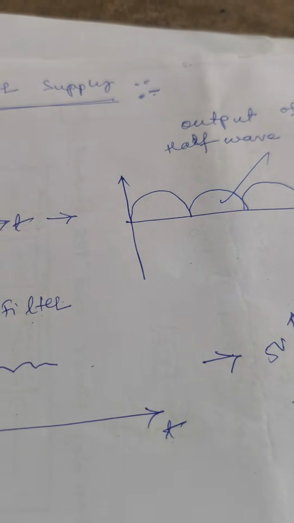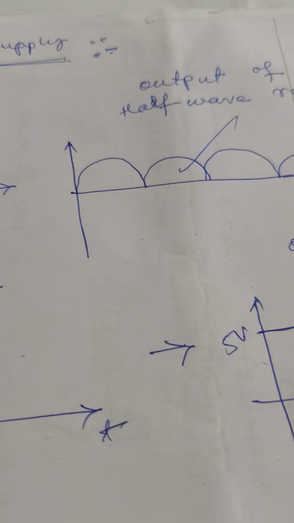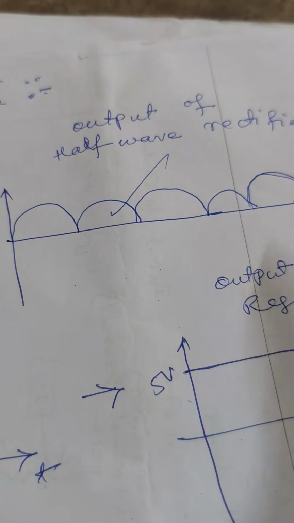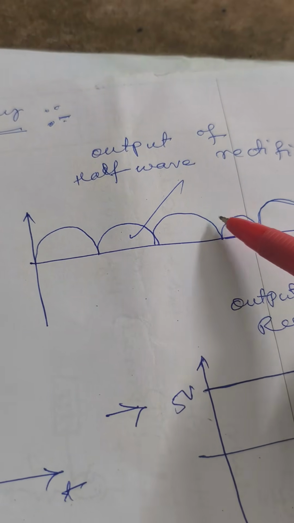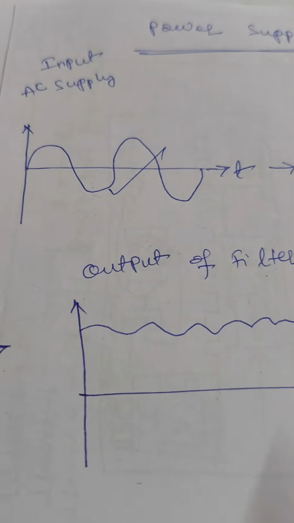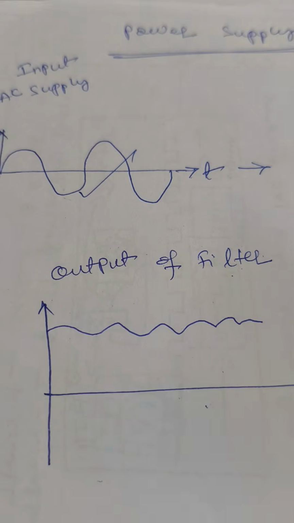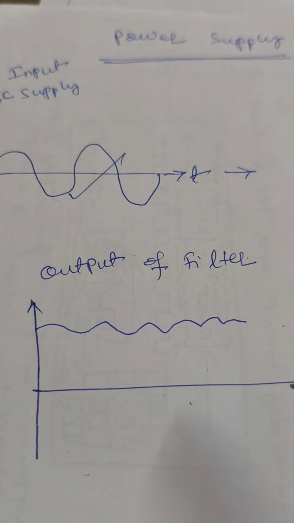A rectifier is a device which will convert the AC supply to DC supply. It is not perfect DC, because there are so many ripples, so many AC components in this rectifier. Therefore, we use a filter. A filter also does not remove all the AC components. Even some ripples will be there.